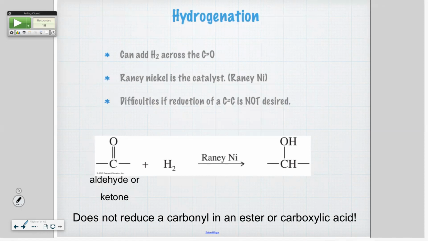I actually used Raney Nickel in graduate school for other things. Okay, it has to do with sulfur. I did a bunch of sulfur stuff. I was the stinky one.